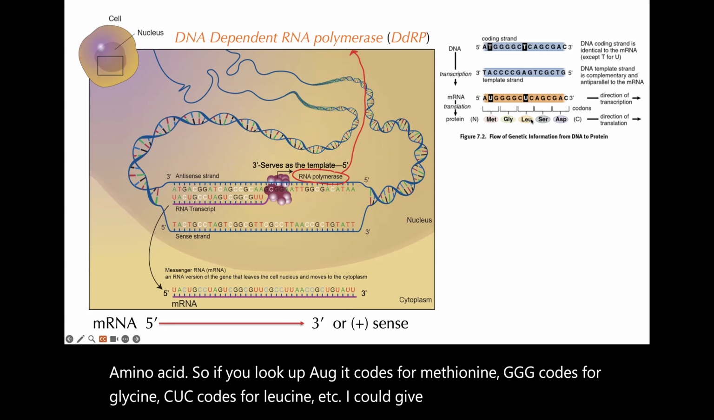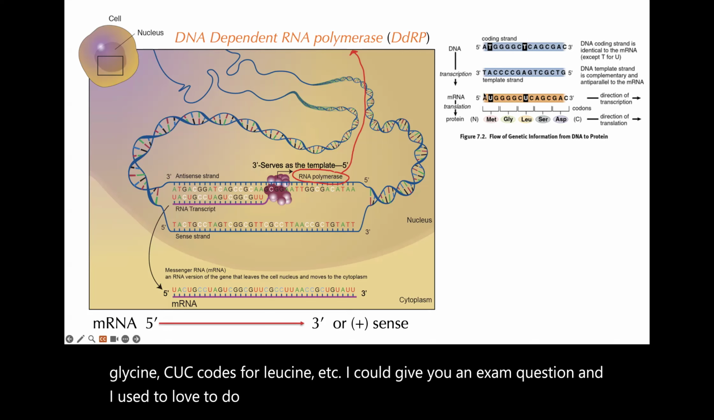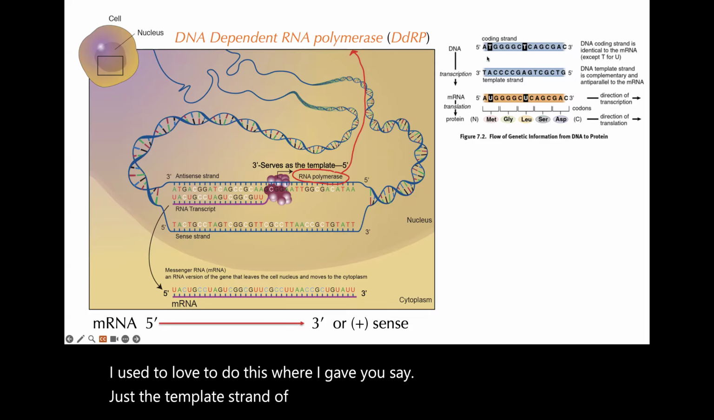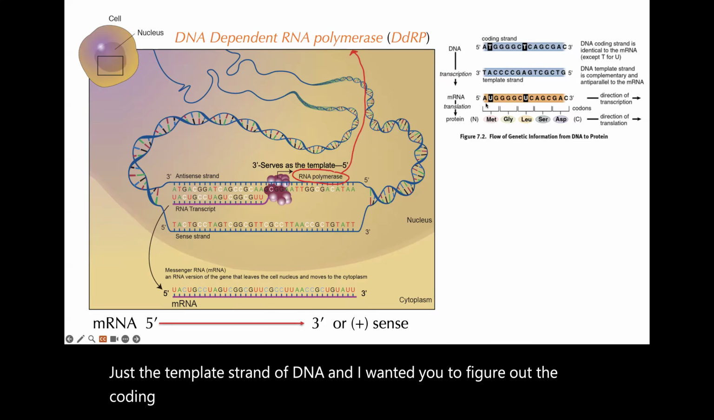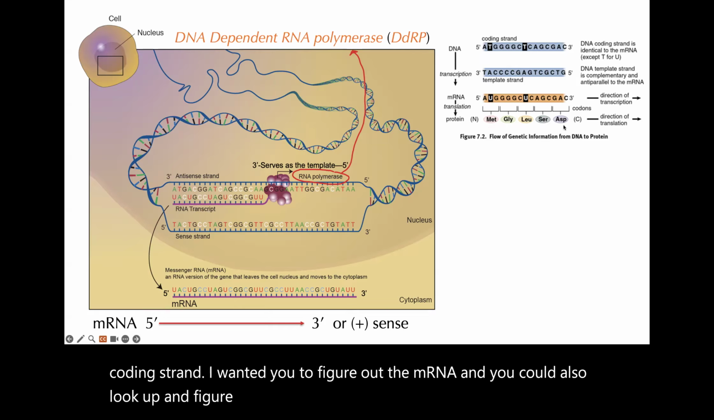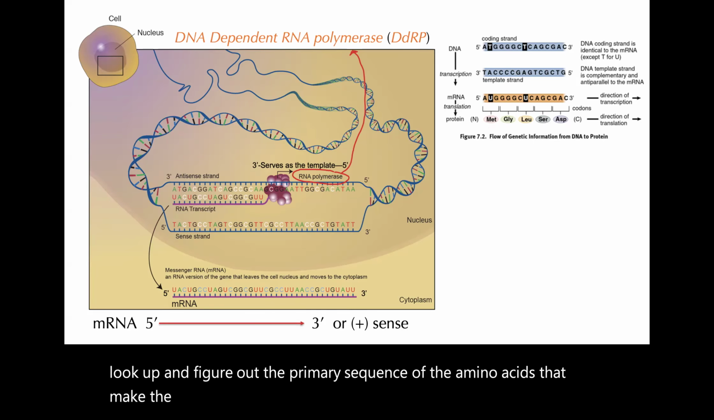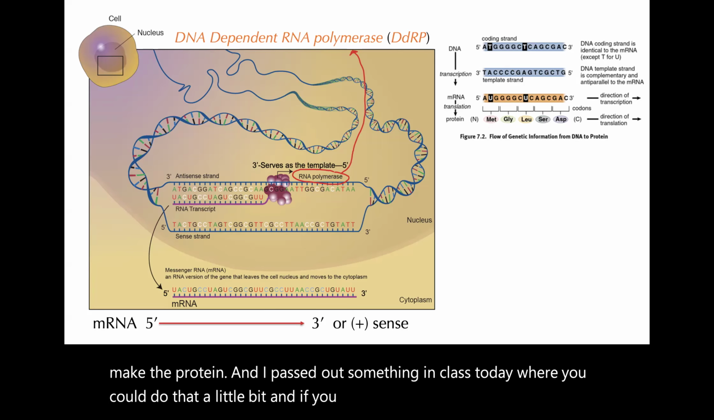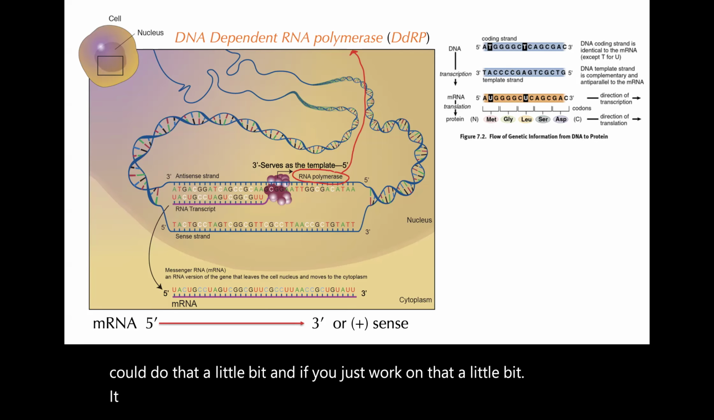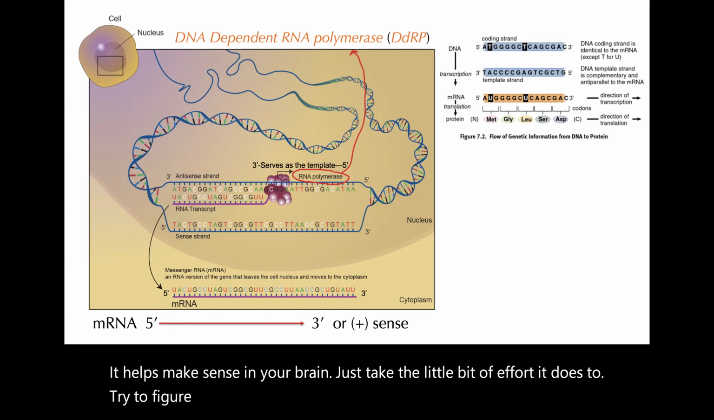I could give you an exam question, and I used to love to do this, where I gave you, say, just the template strand of DNA, and I wanted you to figure out the coding strand, figure out the mRNA, and you could also look up and figure out the primary sequence of the amino acids that make the protein. And I passed out something in class today where you could do that a little bit. And if you just work on that a little bit, it helps make sense in your brain. Just take the little bit of effort it does to try to figure that out, and you'll be like, oh yeah, okay, now I get it, and it'll make sense to you.